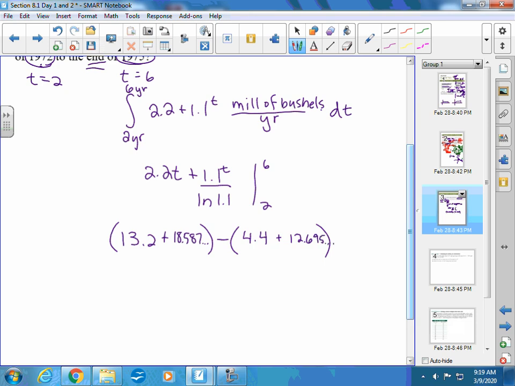I can't use those decimals. I have to use the big long thing. And so then from here, 13.2 plus that guy right up there. And then these are both subtracted, minus 4.4, minus that last guy. I end up getting 14.692 millions of bushels.